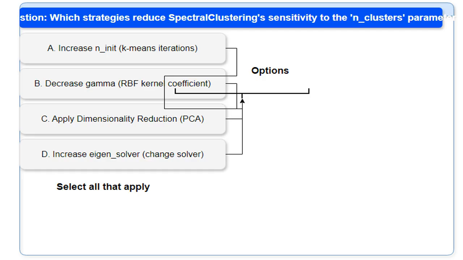This statement introduces the core problem. The number of clusters significantly impacts the results of spectral clustering, making it unreliable. We need strategies to make the results less sensitive to this parameter.